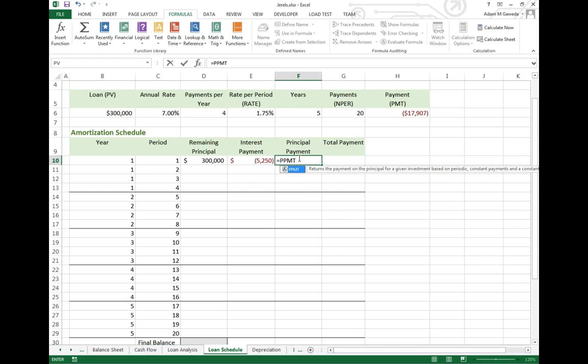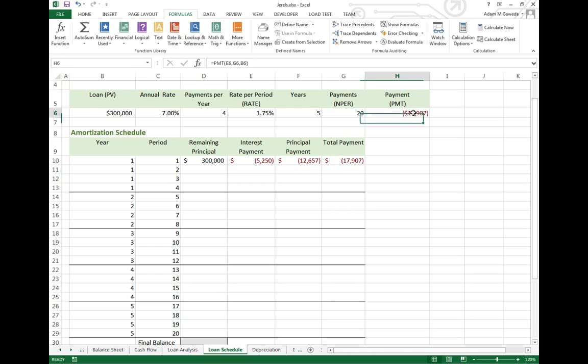So I can do the exact same thing, the exact same structure. My rate, make sure to absolute cell reference it. My period, which I don't absolute in this case. My number of payments, and then my present value. And what we should see is, if I add these two numbers up, E10 plus F10, I should see the same number up here. I do, yay, everything's good.